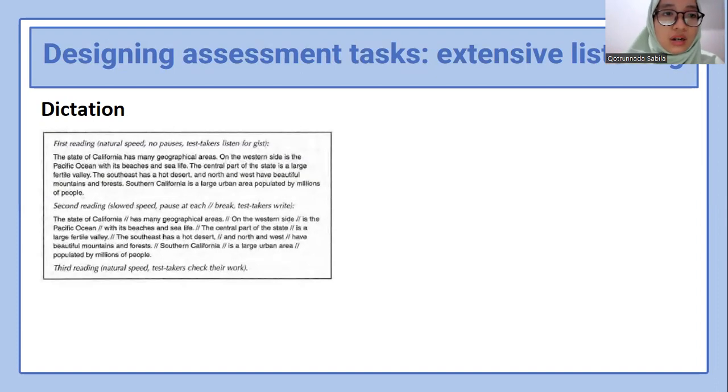And then designing assessment tasks for extensive listening. The first example of extensive listening is dictation. Here, test takers hear a passage, typically 50 to 100 words, recited three times: first at normal speed, then with long pauses between phrases or natural word groups, during which time test takers write down what they have just heard, and finally at normal speed once more so they can check their work and proofread.